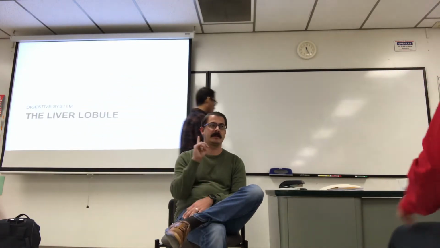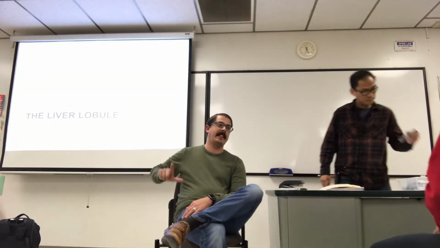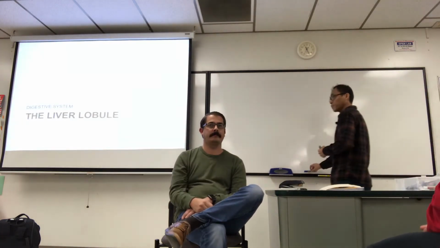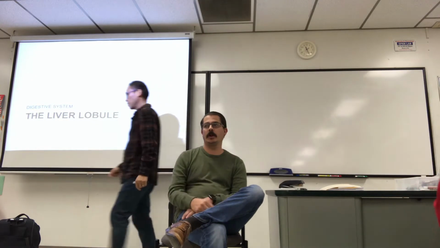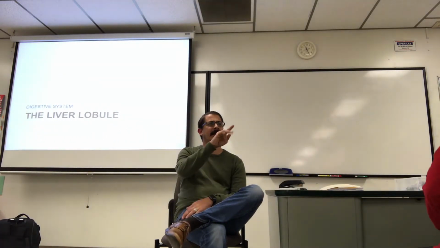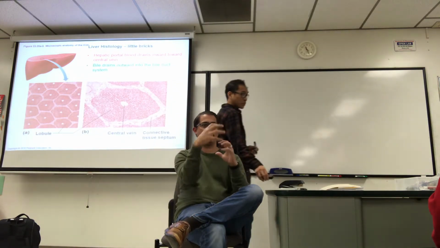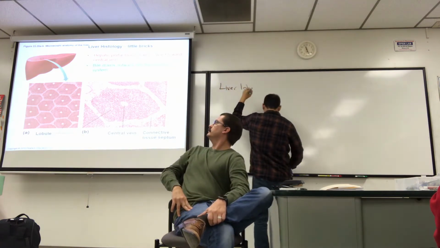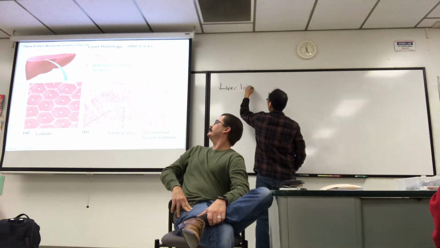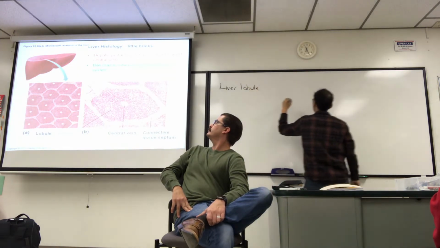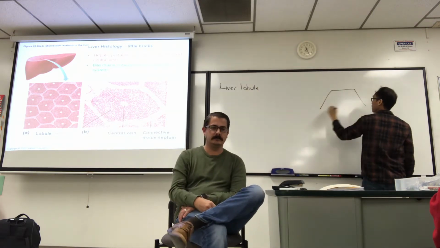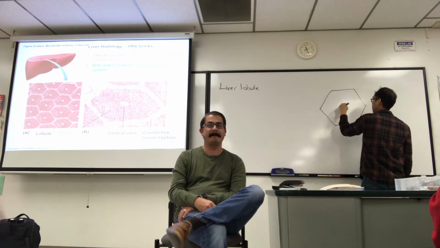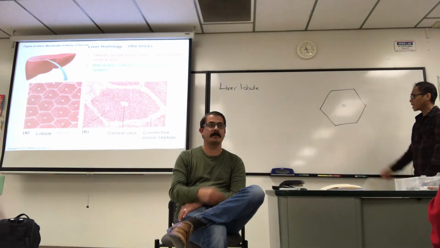Where we left off, the liver lobule. Think of the liver lobule as the structural and functional unit of the liver. It's a histological structure which basically gives you these hexagonal lobules of hepatocytes. Liver lobule. You've got a hexagon with a little shower drain in the middle there.